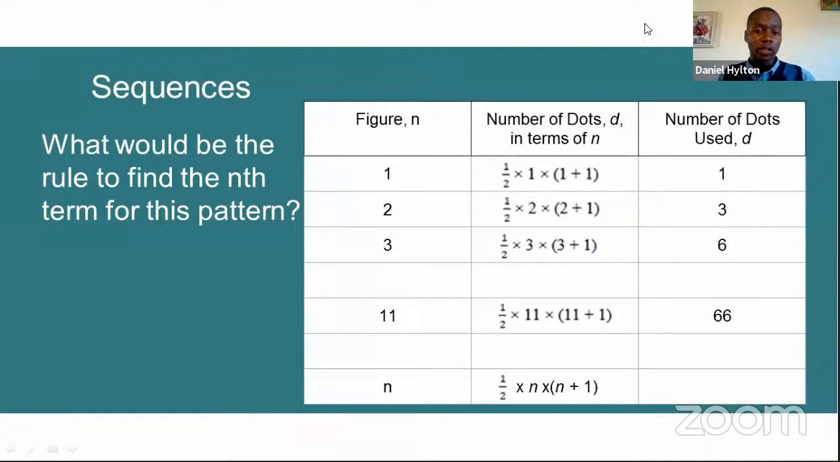All right, looking at this information right here, we have a half multiplied by the figure number, right? And multiplied by the figure number plus 1. So if we're finding the nth term, our expression would be a half multiplied by n multiplied by n plus 1. And if we simplify this, students, what would that simplified expression be?